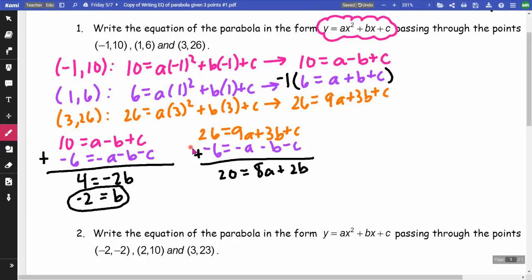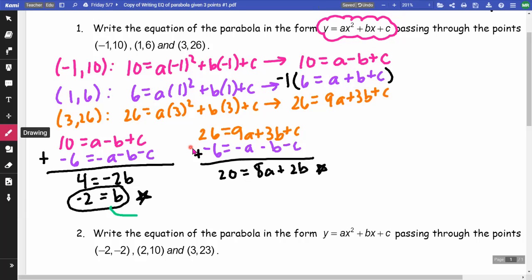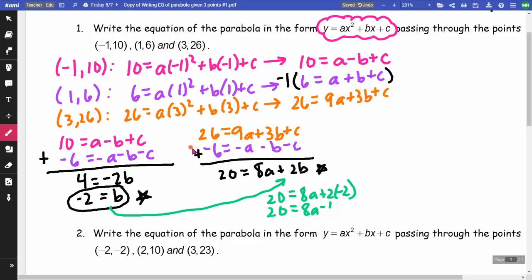And so now at this point, I have this equation here that I just starred that normally would have an a and a b, but in this case, my a is also canceled out. And this equation right here does have an a and a b. So I am going to take what I just found here, and I'm going to substitute this into this equation for b. So I'm going to get 20 is equal to 8a plus 2 times negative 2. So 20 is equal to 8a minus 4.